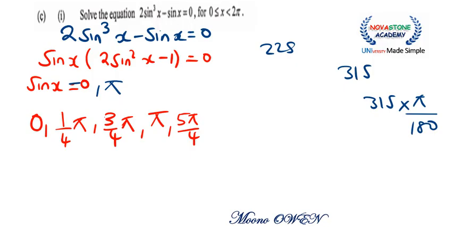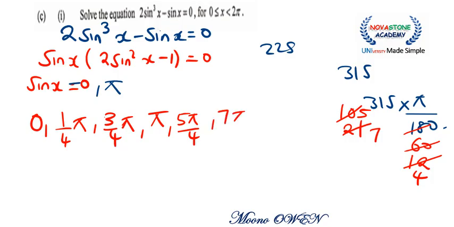So we're going to do the same. Let me use the same color that we are using, red. 3 into 315 is giving us 105, and 3 into 180 gives us 60. Then 5 into 105, that is 21, and 5 into 60, that is 12. Then 3 can divide both. 3 into 12, that is 4. 3 into 21, that is 7. So basically we have 7 pi over 4.